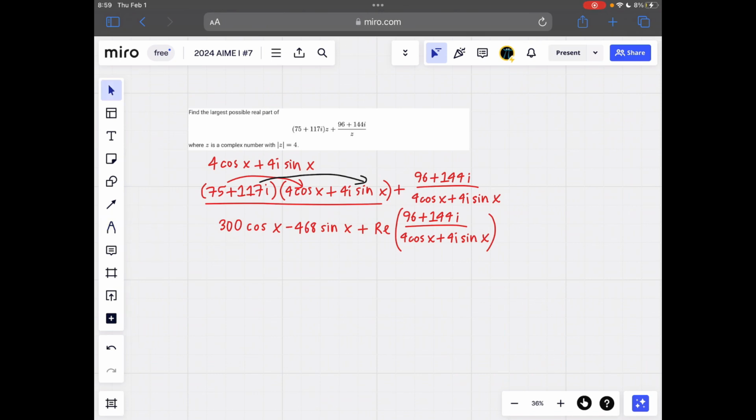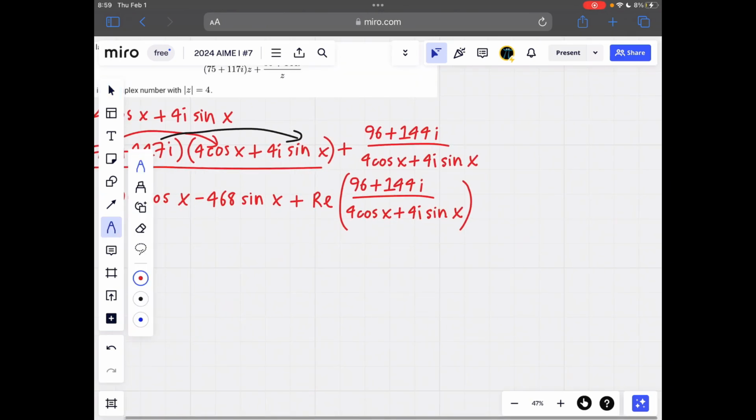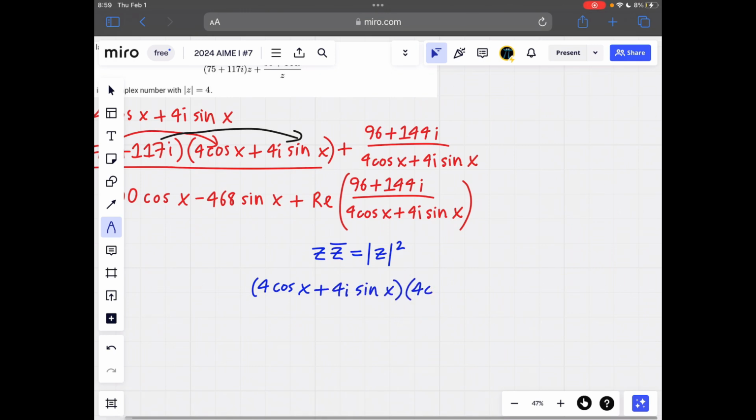Now, finding the real part of this is a little trickier, but it's easy after we make use of the identity z times z bar equals the modulus of z squared, where z bar is the complex conjugate of the complex number z. In other words, if z equals a + bi, then z bar equals a - bi. So in this case, (4 cos x + 4i sin x) times (4 cos x - 4i sin x) is equal to 4 squared, which is 16.